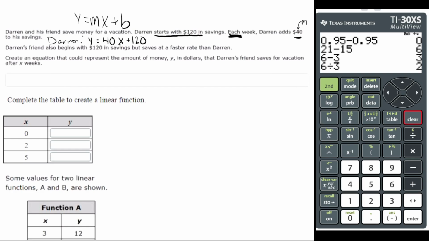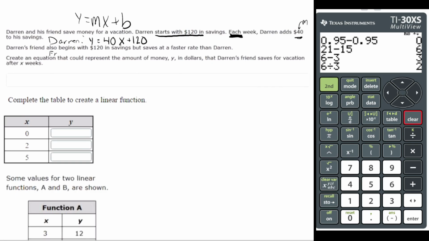Darren's friend also begins with $120 in savings, but saves at a faster rate than Darren. So we're going to put friend, y equals, he's starting with 120. Create an equation that could represent the amount of money, y, in dollars that Darren's friend saves for vacation after x weeks. Okay? The only thing you have to do is keep the 120. Okay? That's the equation that we found with Darren. That's the equation we started with for the friend.